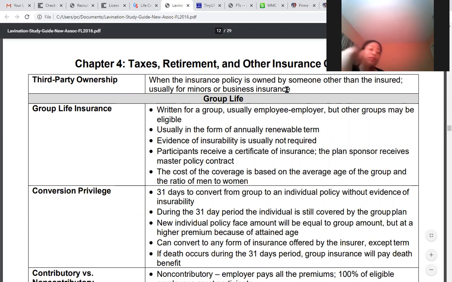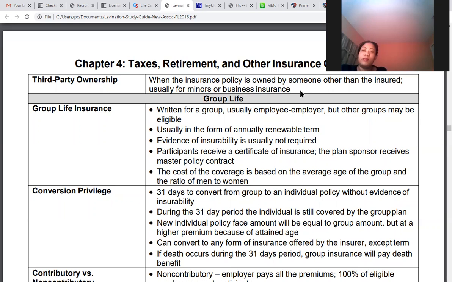This is when the insurance policy is owned by someone other than the insured, usually a minor or business insurance. This is called third party. I did explain that in chapter 1 as well. Third party means the policy owner and the insured are not the same person.